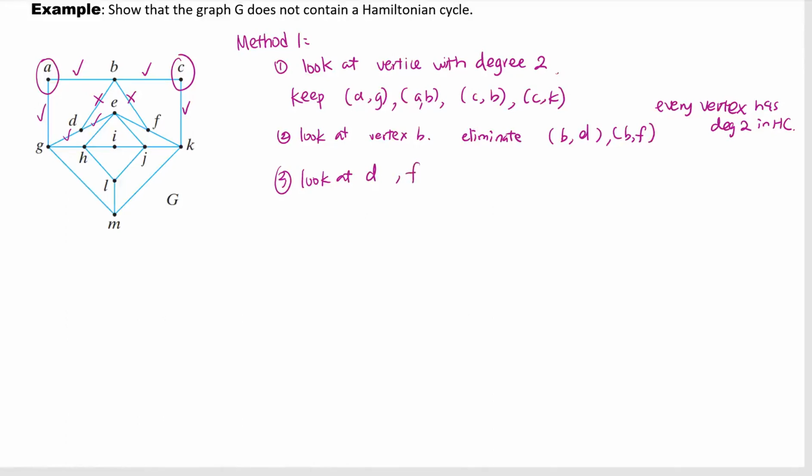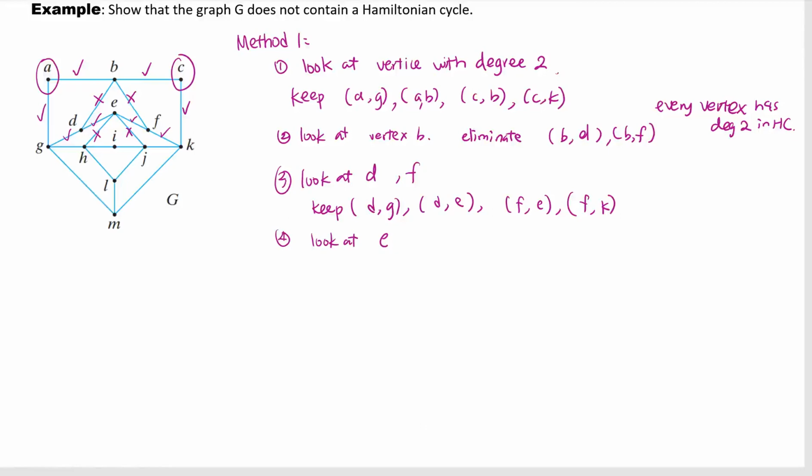And let's look at F. There are only 2 edges incident to F. Now we have to keep them. So we need to keep DG, DE, and FE, and FK. Right? So far so good. Now we look at E. Because now we have 2 edges incident to E that we need to keep, the rest we need to delete.